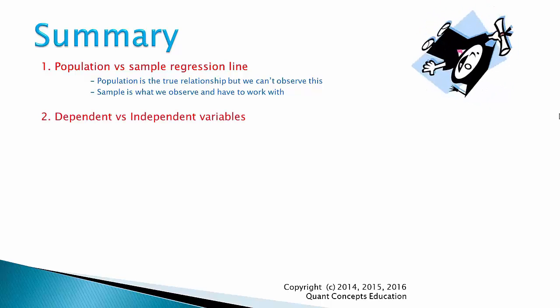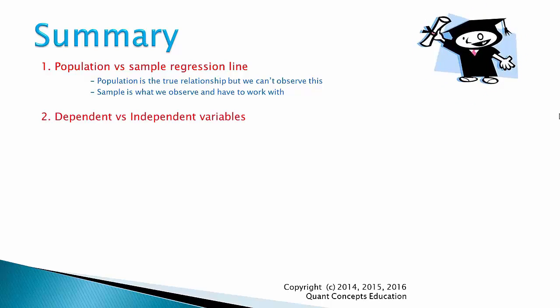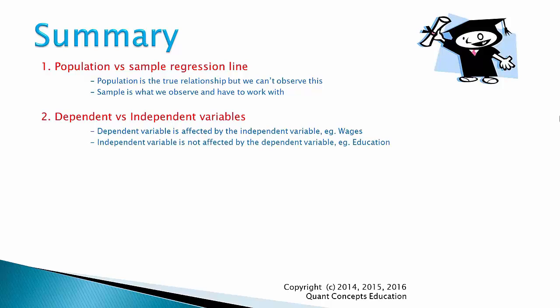Second, we talked about dependent and independent variables. The dependent variable is affected by the independent variable. For example, wages was our dependent variable. The independent variable, such as education in our example, is not affected by the dependent variable, so the causality runs one way. Third, statistical significance.